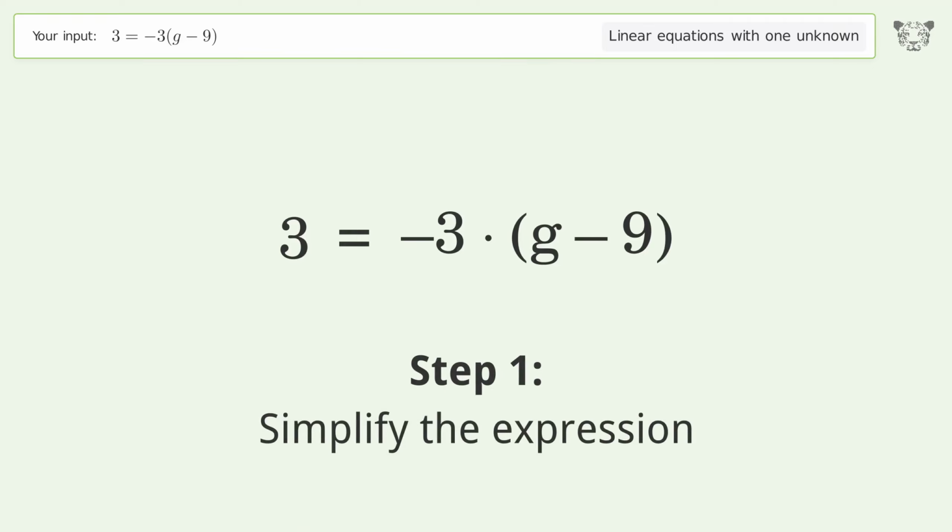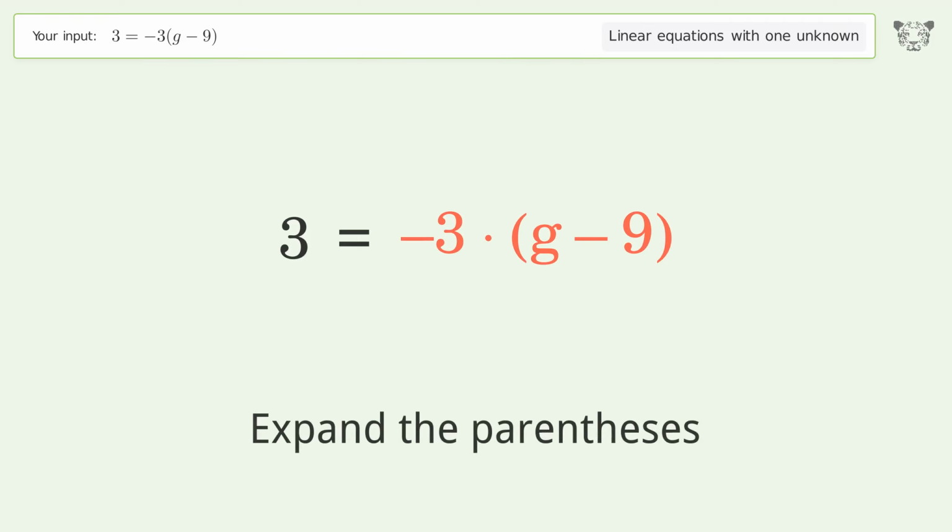Simplify the expression. Expand the parentheses. Simplify the arithmetic. Swap sides. Group all constants on the right side of the equation. Subtract 27 from both sides. Simplify the arithmetic.